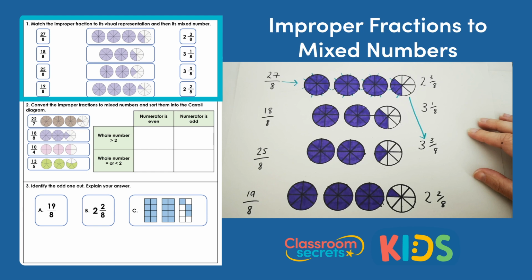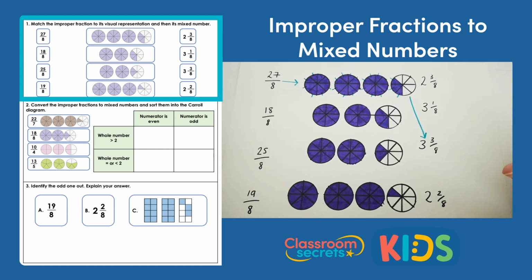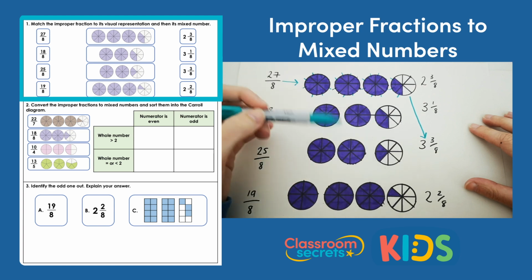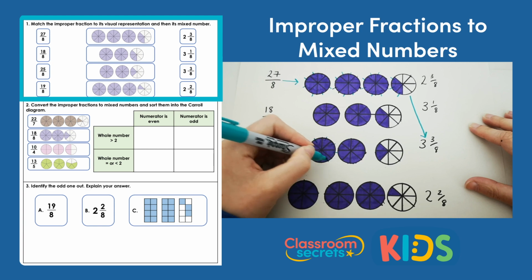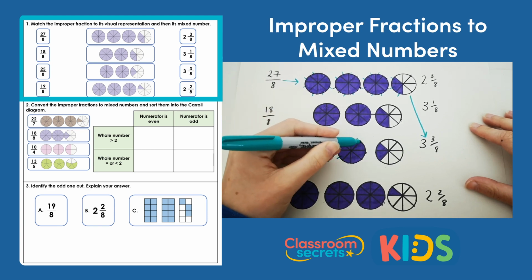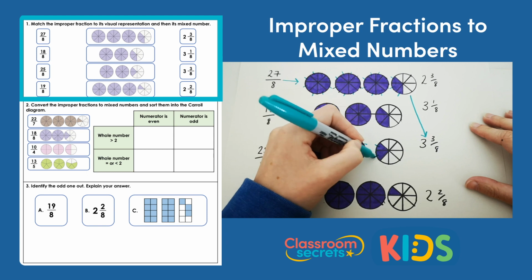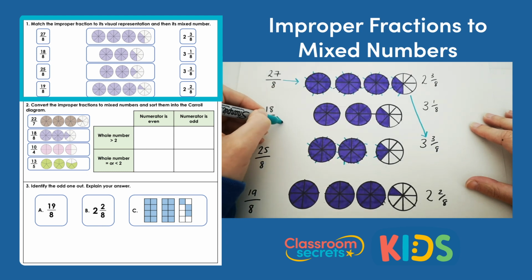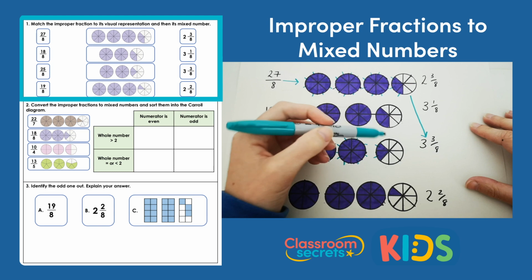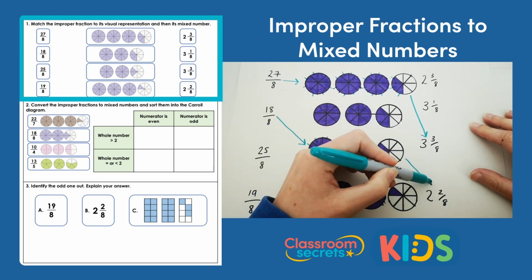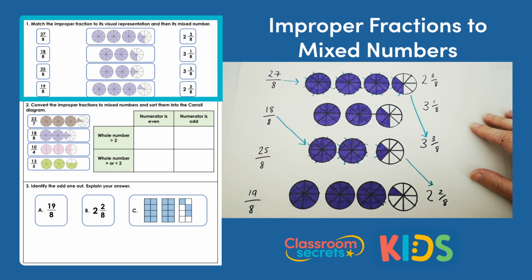18/8, I know that 8 times 2 is 16. So we're looking at one of the images that has 2 holes. And then we've got 2 left over, 16, 17, 18. So it can't be this one. I think it's going to be this one, but I'm going to double check. 1, 2, 3, up to 18. So this image and this fraction match up. So now I know that 18/8 is equivalent to 2 and 2/8. So I can match that with that mixed number.